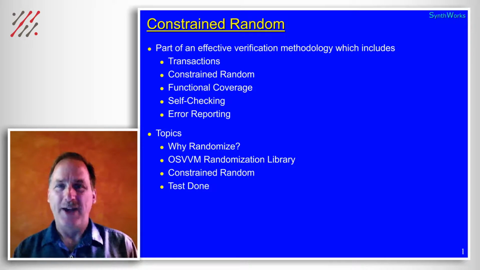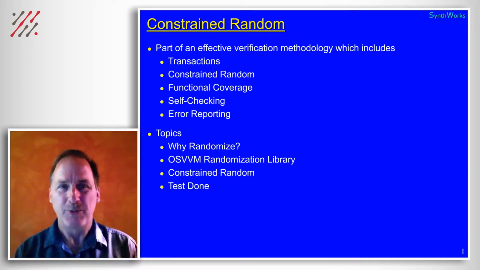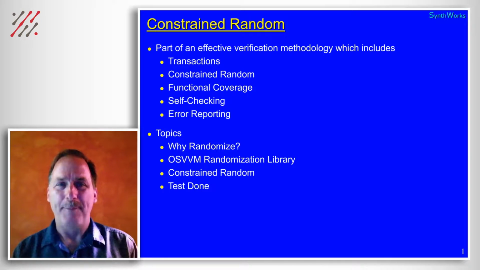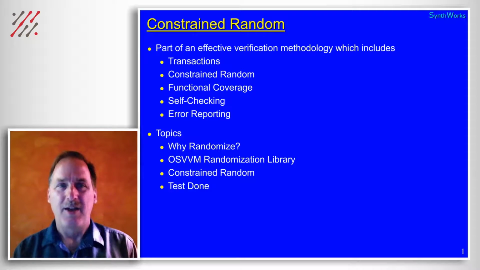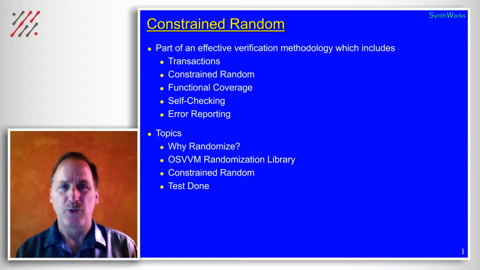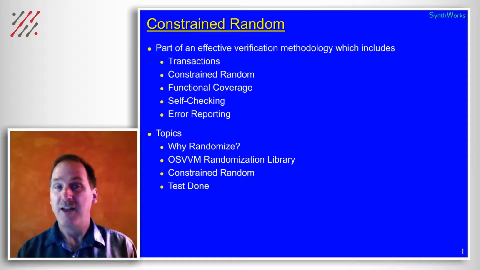Okay, so I see one of the more critical tools in our toolbox to be transaction level modeling, which we talked about last time. From that, we can build anything, whether it's a directed test or a constrained random test or a file-based test or any other form of testing. So constrained random is one of the tools in the toolbox. Additional tools you need: functional coverage, self-checking, comprehensive error reporting.